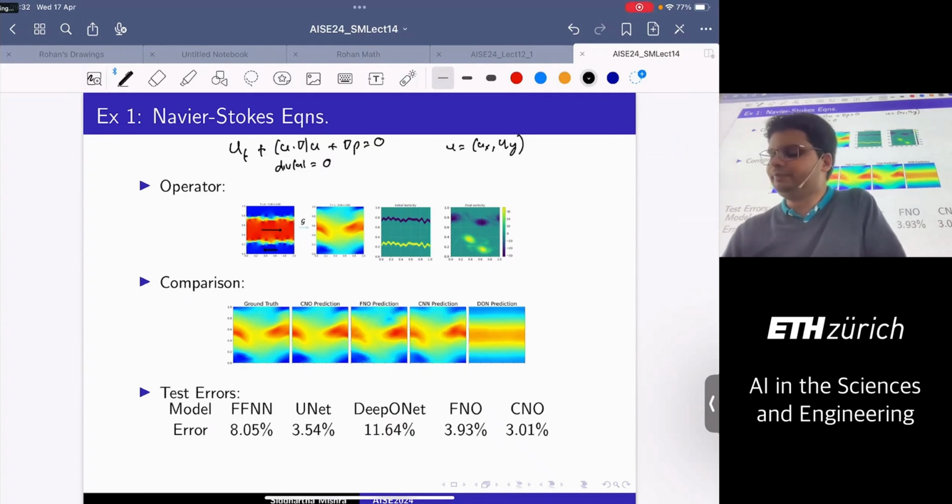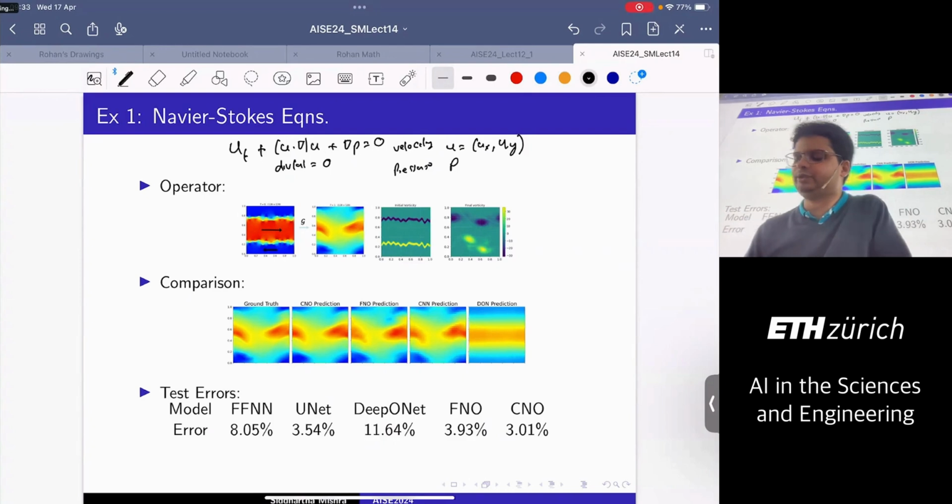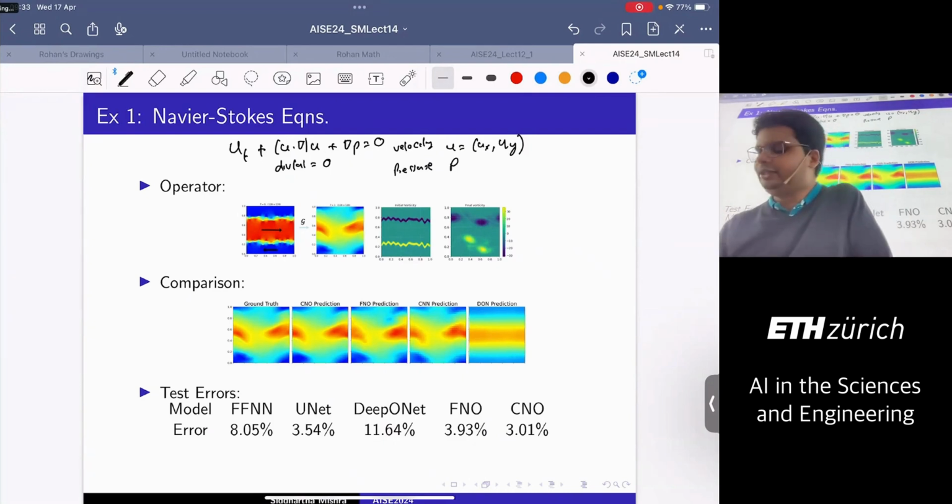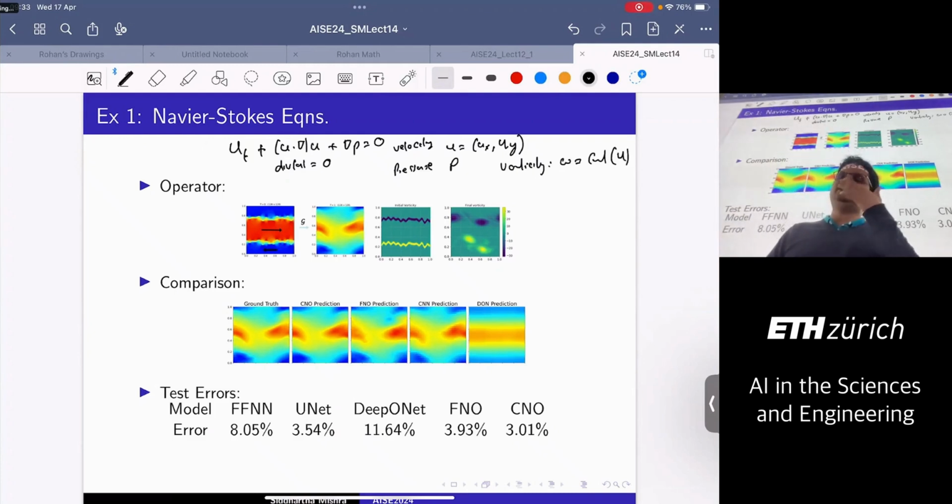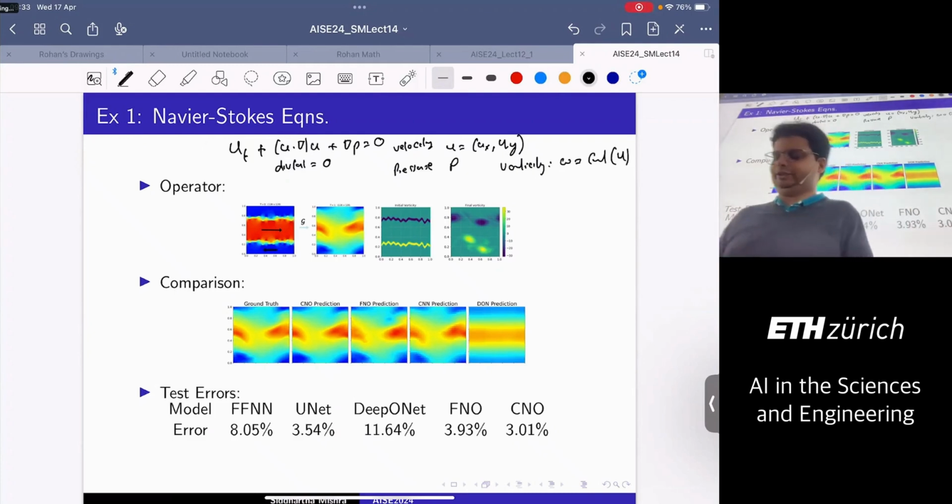And p is the pressure, so this is the velocity. This is the pressure, so a lot of fluid dynamics is modeled by the Navier-Stokes equations. And then we have the vorticity, because we are going to visualize things in the vorticity quite a lot. So this is the curl of the velocity, curl of u. Okay, so in 2D, this is a scalar. In 3D, this is a vector.